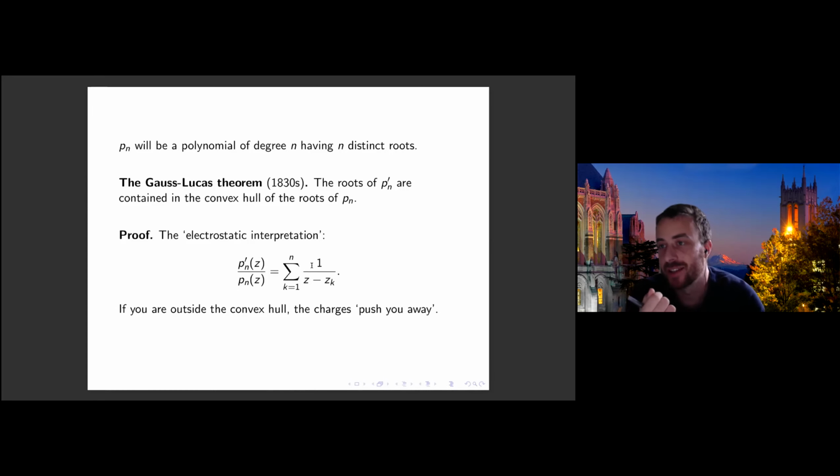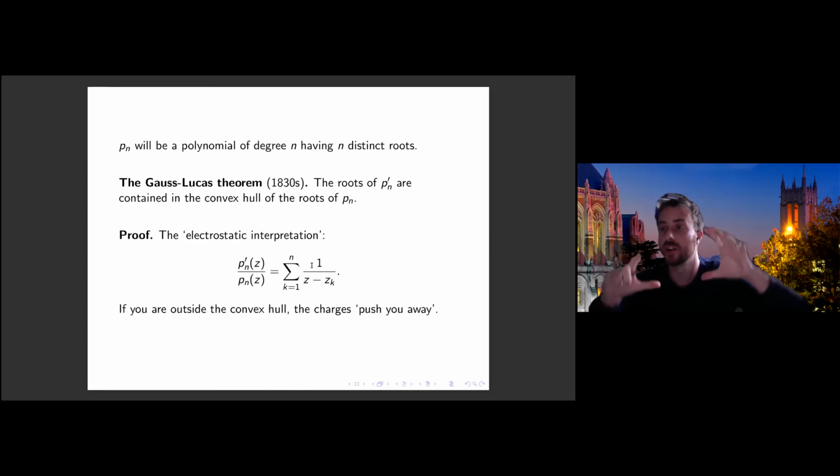So this is nice because it tells you that the process of differentiation moves the roots further inside. The roots don't wander off. They're trapped in a certain region in space. And you can repeat the argument, right? You can look at second derivatives, and the Gauss-Lucas theorem always applies, and always says that there's a shrinking convex hull of roots.